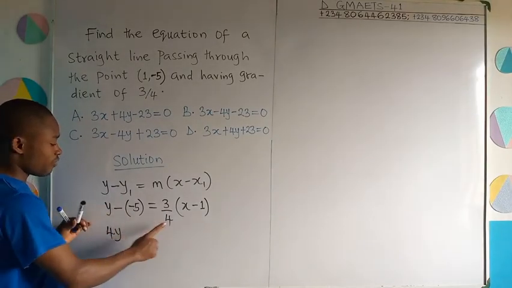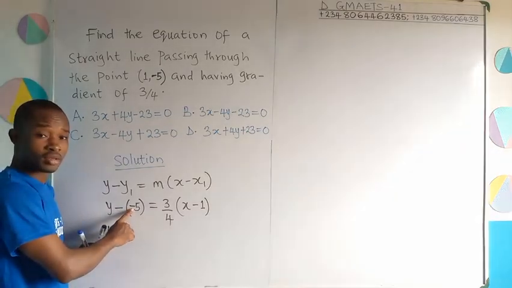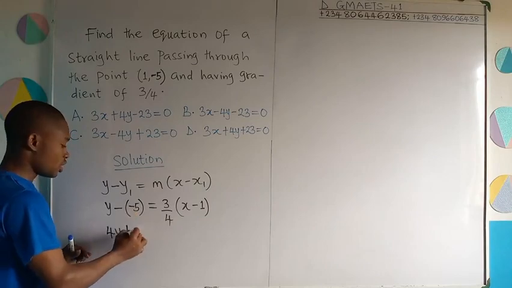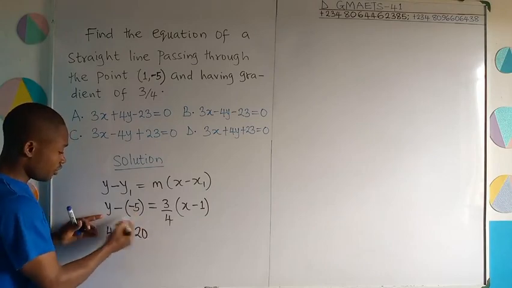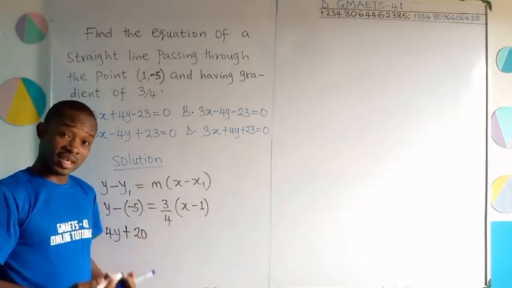Now take a look at this. Before I use this 4 to multiply this 5, minus times minus will give us plus. So this becomes plus. And then 4 times 5 will give us 20. Remember, each of these is over 1. That is why I'm not bothering myself to reduce anything there.